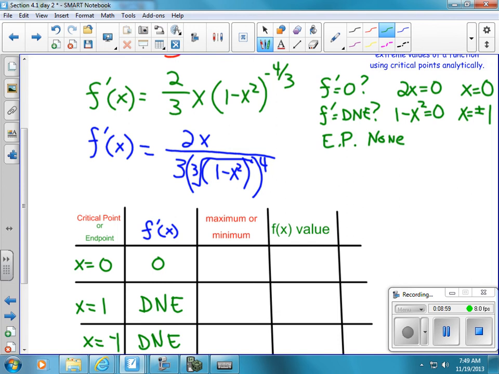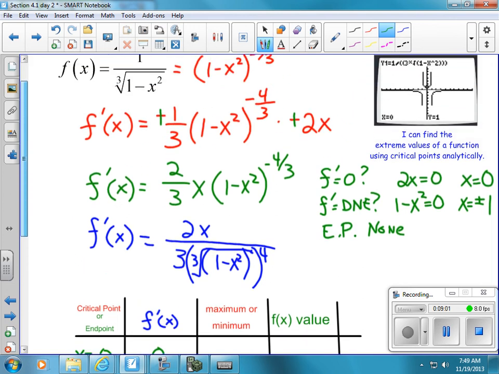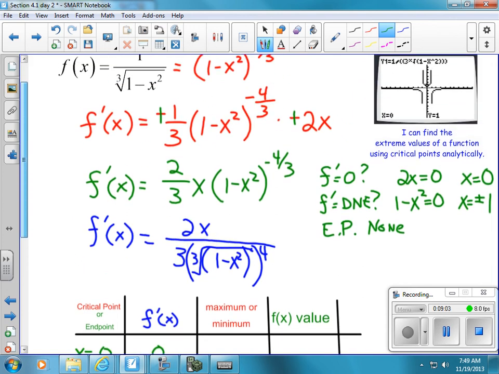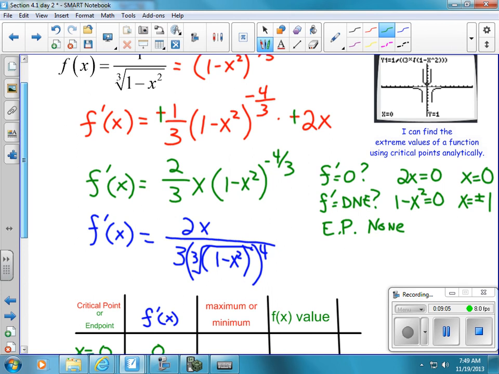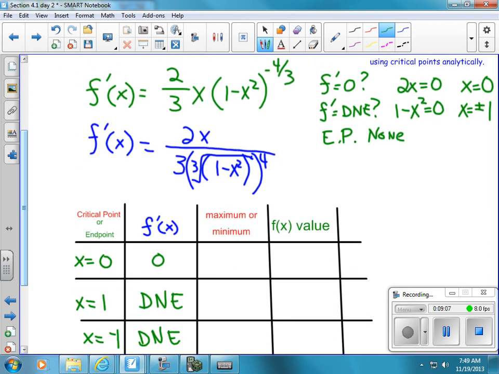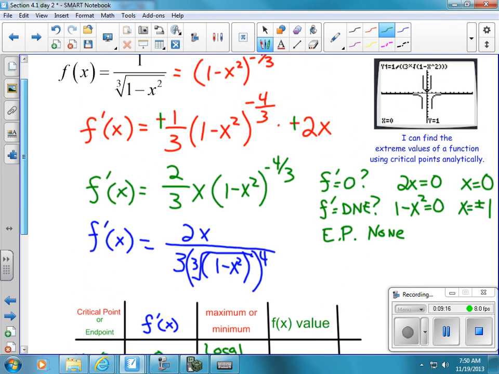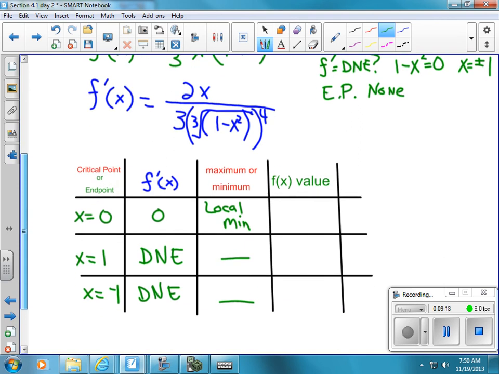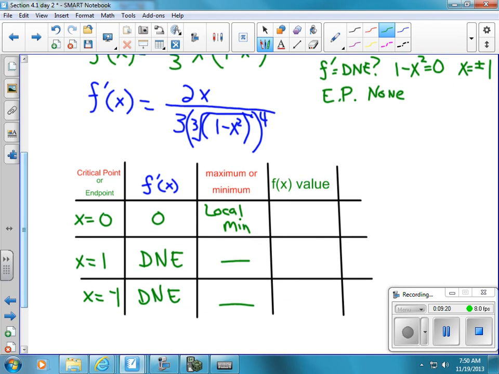All right, is that a maximum or min? We're going to look at the graph for this. We have a local min at x equals 0. We have no max or min at x equals 1 and negative 1. In fact, we have asymptotes there. So we don't have a maximum or a minimum there.